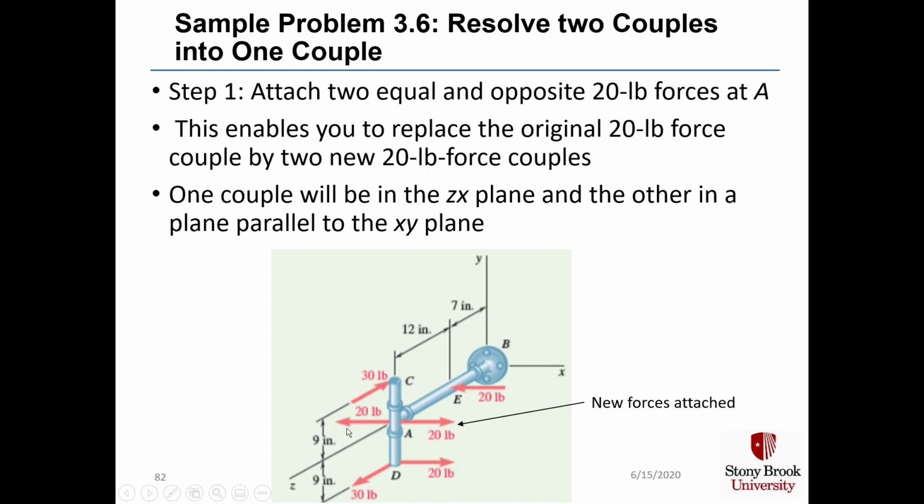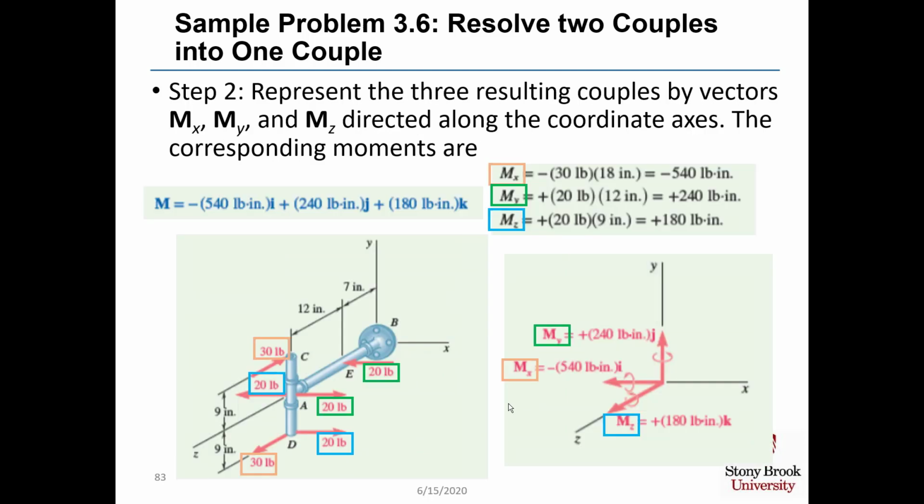We've got this 20-pound force acting in the negative x direction at point A, and that will create a couple with this 20-pound force acting in the positive x direction. This 20-pound force acting in the positive x direction at point A can be coupled with this 20-pound force acting in the negative x direction at point E. Now we have to represent the three resulting couples by vectors M sub x, M sub y, and M sub z, which are directed along our coordinate axes.